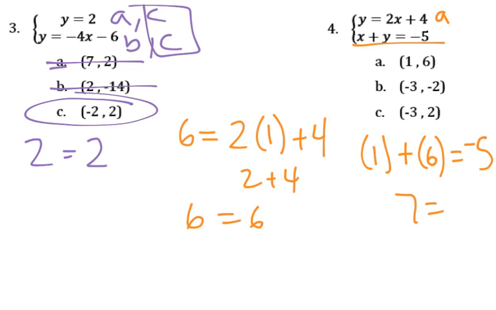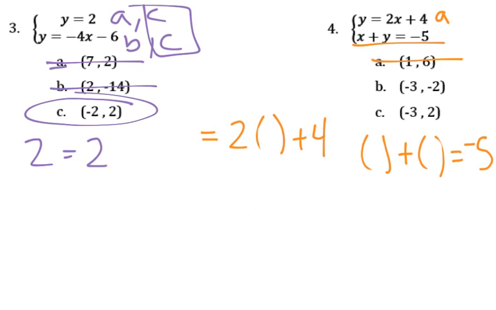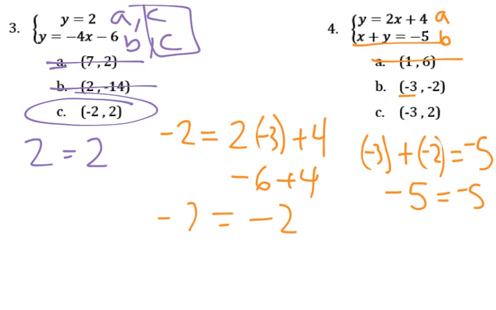1 plus 6 is 7, does not equal negative 5. On the second one, it doesn't work. So we know that that's not our answer. So let's see about the next one. B, negative 3 for x, negative 2 for y. I can see right there, add those together, negative 5 does equal negative 5. So on the second one, it works. What about on the first one? Negative 3 for x, negative 2 for y. 2 times negative 3 is negative 6, plus 4 is negative 2. Yep, it works on the first one.